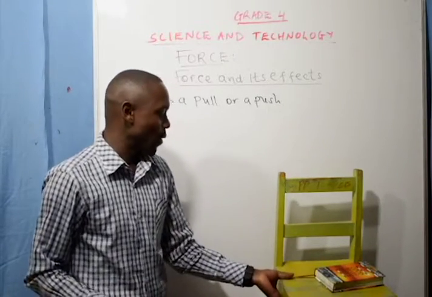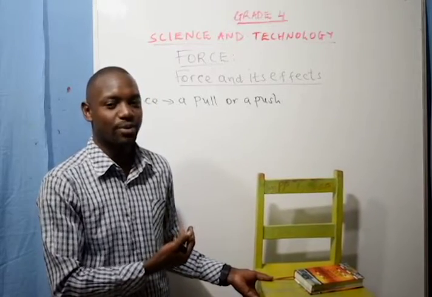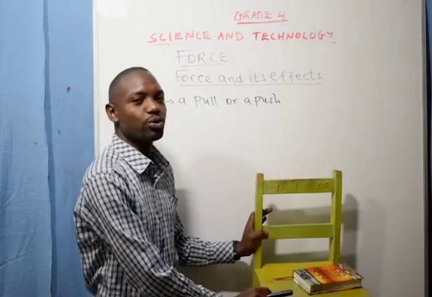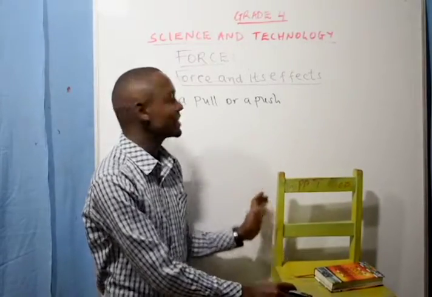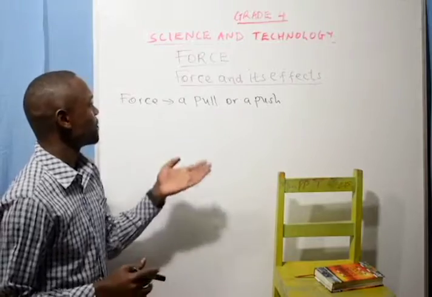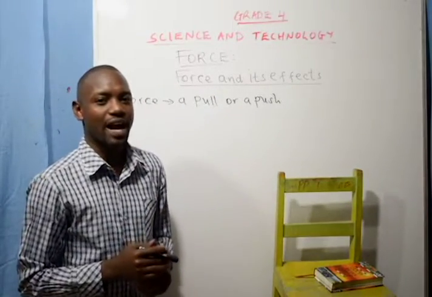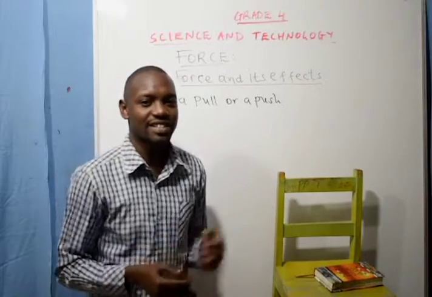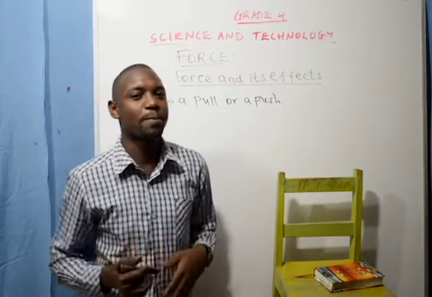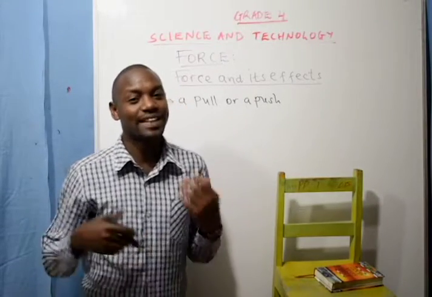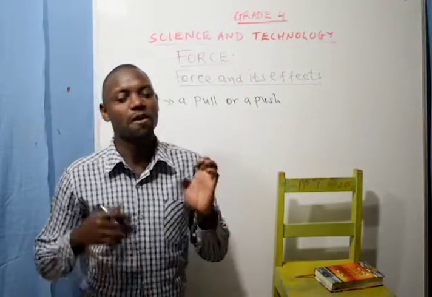Even this chair, when I pull the chair towards me, you can see it is coming. I'm pulling it towards me, and I can also push it away from me. So that is what we call force. So you have seen maybe a cow pulling the cart, or even the cows pulling the plow during the planting season. So you see that those are some of the examples of force.